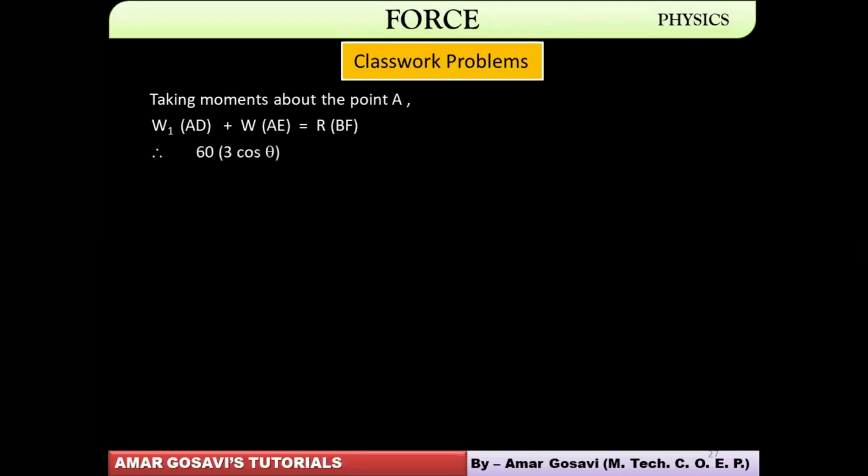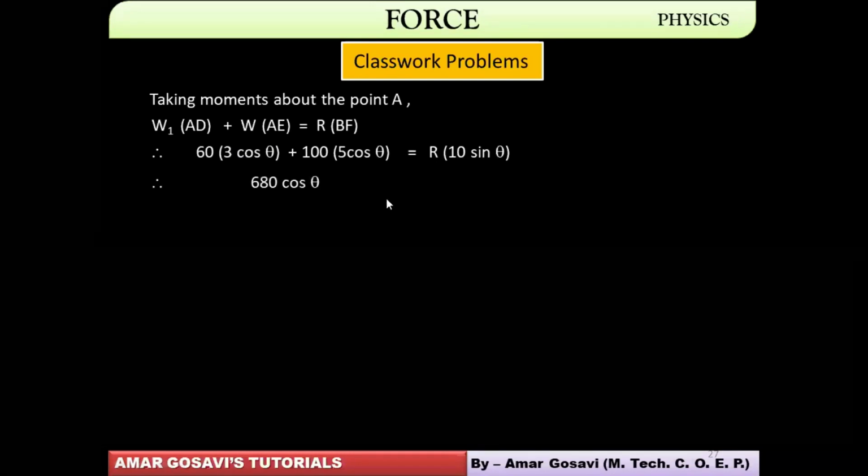So from this, AD can be estimated as 3 cos theta. W1 is 60. We all know that. The inclined distance was 3, so 3 cos theta is the perpendicular distance, plus W is 100. We all know AE is 5 cos theta. Again, with the help of trigonometry, we get the perpendicular distance equal to R into BF. So BF stands for 10 sin theta, friends. Again, using trigonometry, you can work out this distance. So here the only unknown is R.